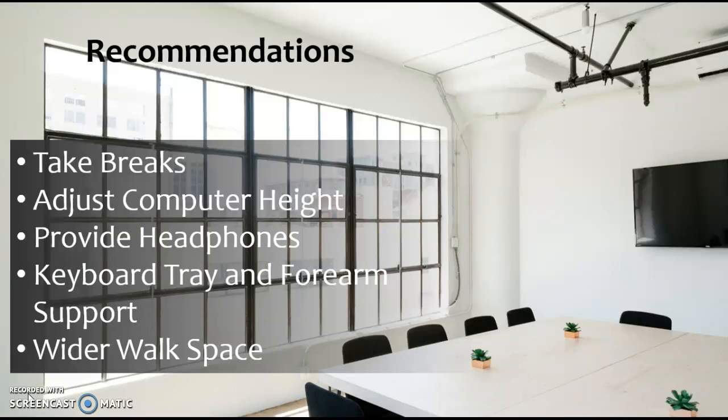Here you will find the recommendations that we have identified for the hazards in the environment at the office site. We see that taking breaks is the number one priority. Adjusting computer height, providing headphones for when the employees have to speak to students and also have to type at the same time, a keyboard tray and forearm support, which can alleviate carpal tunnel syndrome, and a wider walk space, which can reduce the number of trips and falls.